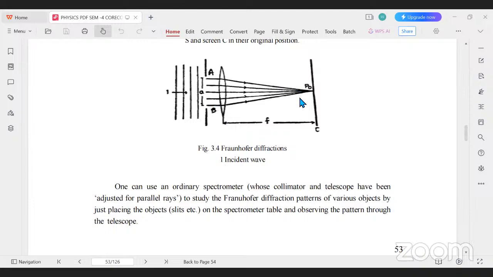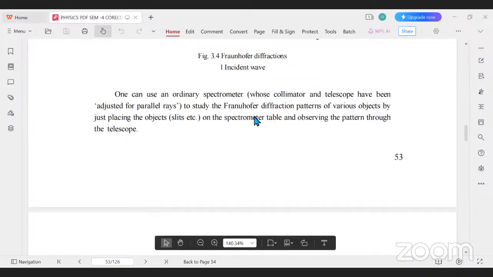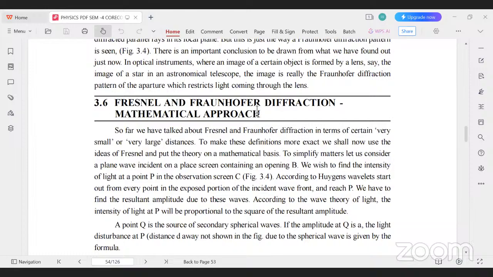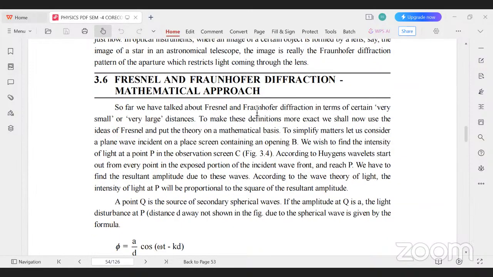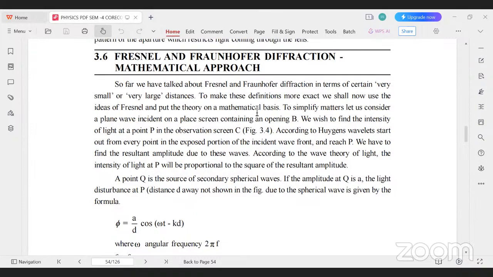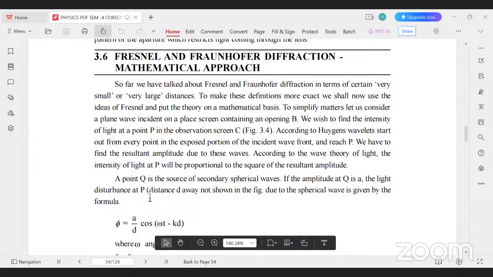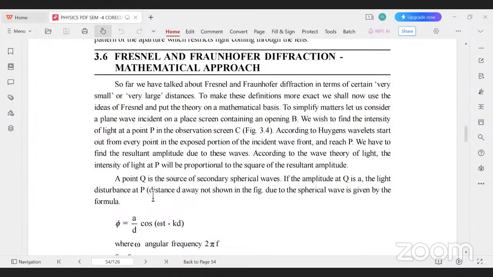But if I want to take it in bulk, with rays traveling a long distance, then I want to simplify it and calculate. So this is where the mathematical approach comes in. Here we have taken the approach of how to calculate, and how Huygens wave theory helps to find out the Fresnel and Fraunhofer diffraction. Here we take an observation screen, where the Huygens wavelets start out from every point in the exposed portion of the incident wavefront and reach P. We know that. So it reaches till P.